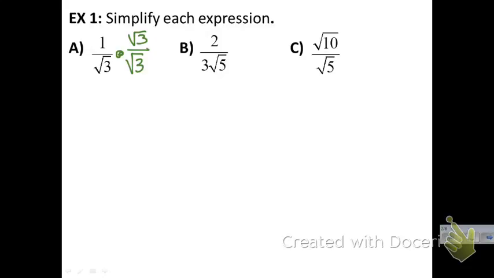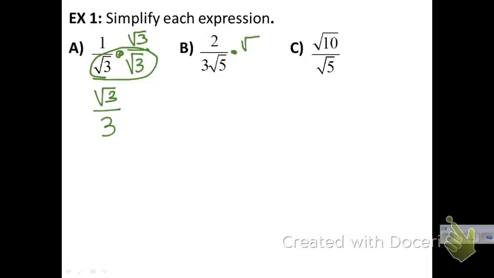So we take the top, 1 times root 3 is just root 3. On the bottom you get root 3 times root 3 is the square root of 9. The square root of 9 is 3. And we learned that if we multiply a radical by itself, then we just get that number that's inside the radical.